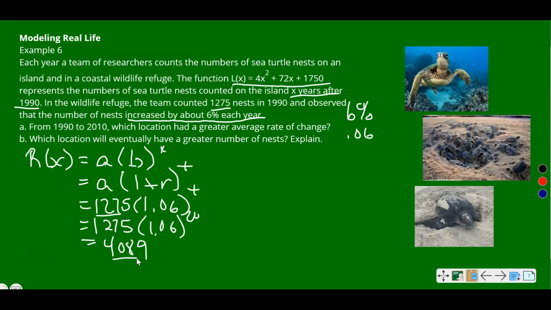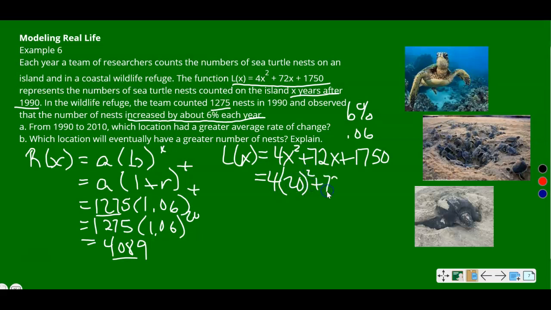So remember, L of x represents the number of sea turtle nests on the island. So we're going to say L of x equals 4x squared plus 72x plus 1750. And we need to figure out what the number is after 20 years. So from 1990 to 2010, again, is 20 years. So we're going to have to plug in that number. So we're going to do 4 times 20 squared plus 72 times 20 plus 1750.